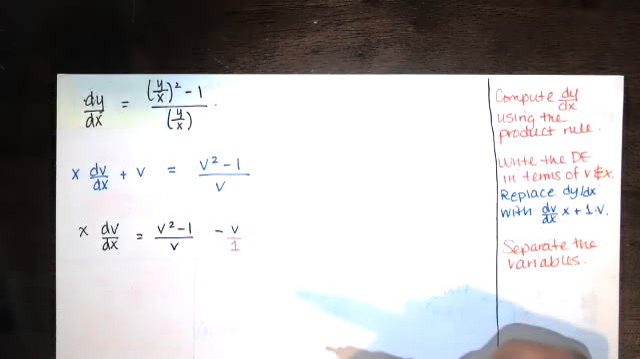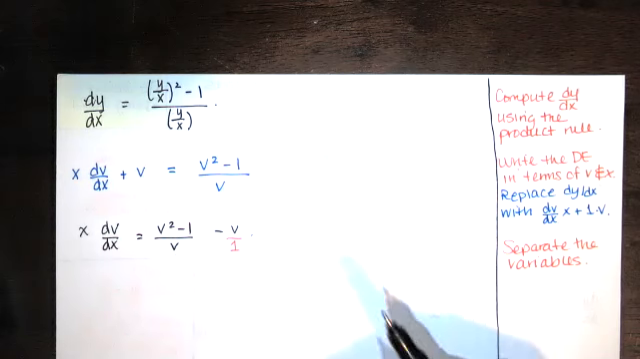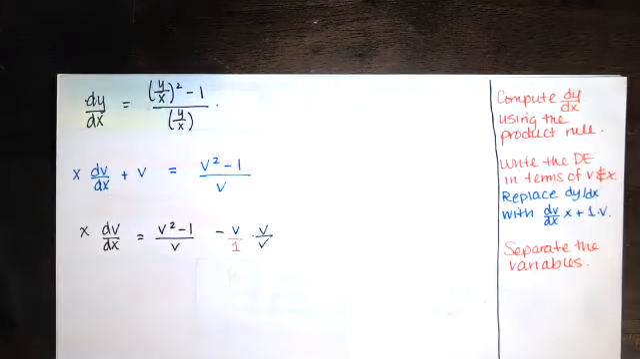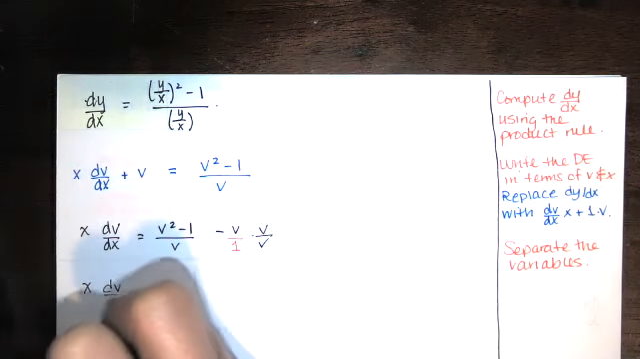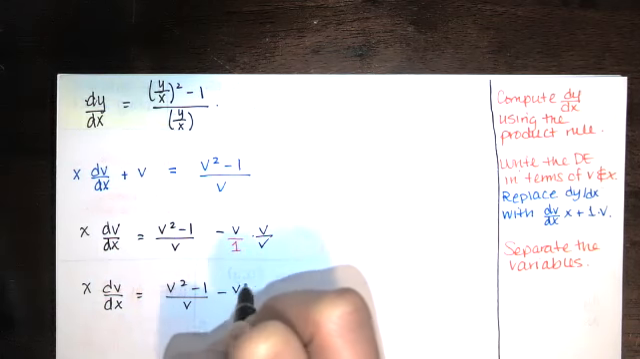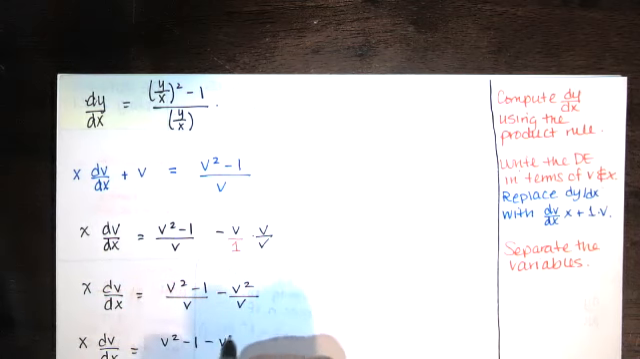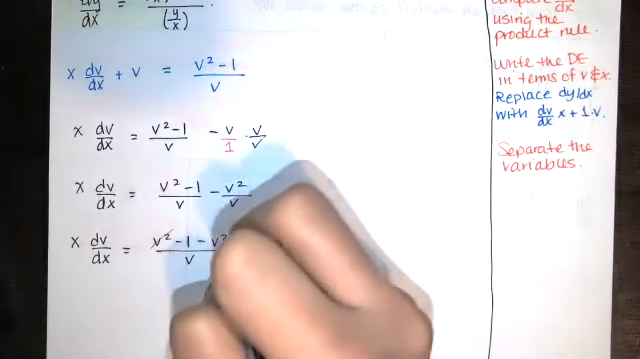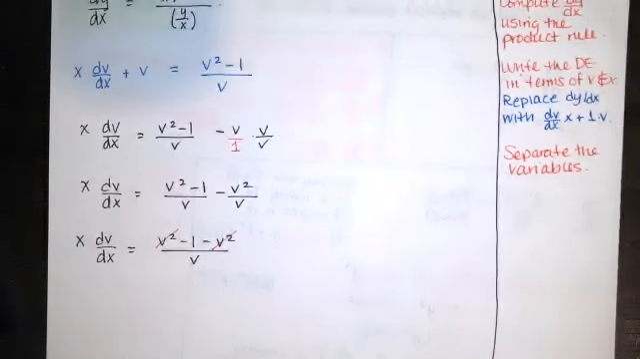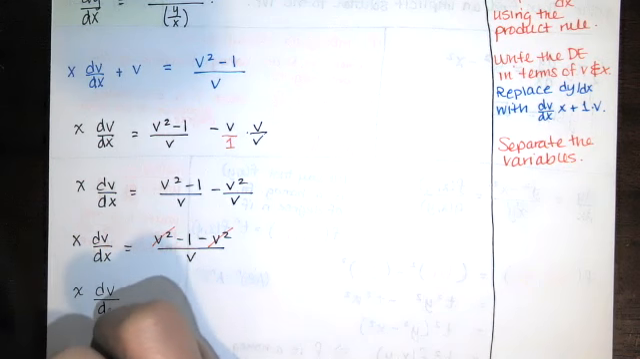And now we need a common denominator. So the least common denominator of v and 1 is just v. So we'll multiply this one by v over v. And then we have (v squared minus 1) over v minus v squared over v. And the v squareds reduce. Okay. And now we're here.